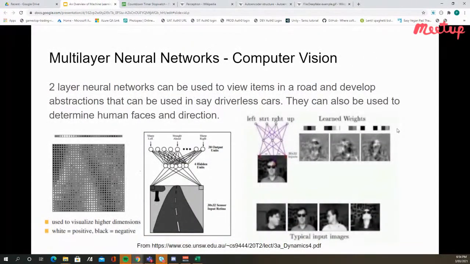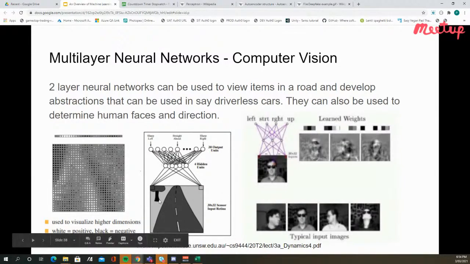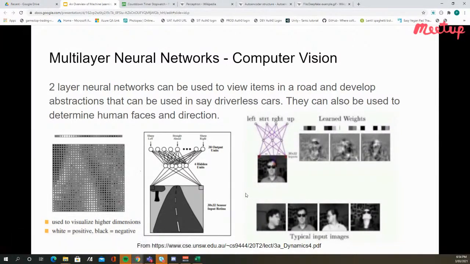Now, let's work on different types of multilayer neural networks and their uses. Two-layer neural networks can be used to, say, map a road and create an abstraction of it. You can put this into your model, and you can pick out areas where the road is and areas which are obstructions. You can look at the direction you want to go in.